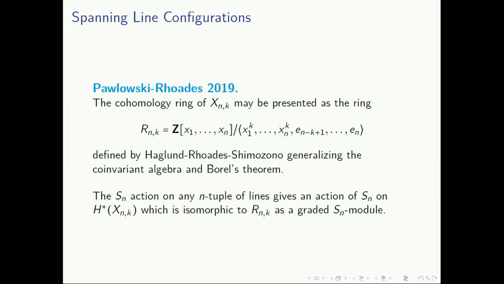And this turned out to be a very good, really obviously the best choice, I think, that they could have found: the spanning line configurations. Because whenever you have a spanning line configuration of n lines, you obviously have an S_n action on that. You can permute the lines, it's still spanning, right? And that S_n action then induces an action on the cohomology ring, and this is exactly the same as the S_n action on this ring, R_{n,k}. So everything is just fitting together beautifully.